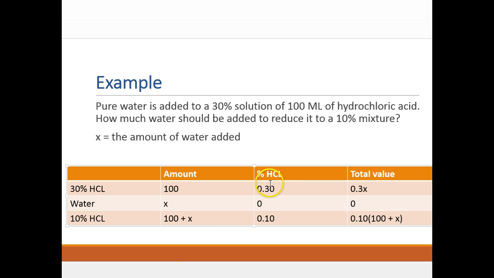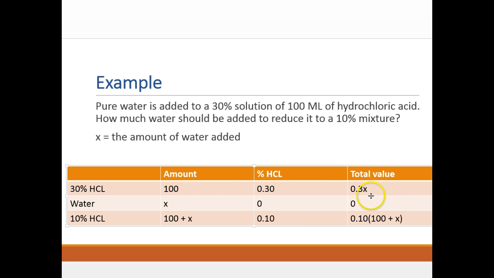Now the percent of hydrochloric acid in each, well, I'm told 30% for the 30% HCl. We don't use percentages in our calculations with mathematics. We use their decimal equivalents. So the decimal equivalent of 30% is 0.30. Water has no HCl in it, so it's simply 0. The 10% has 0.1, so 0.1.